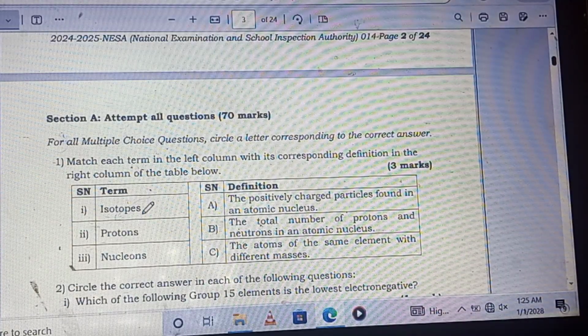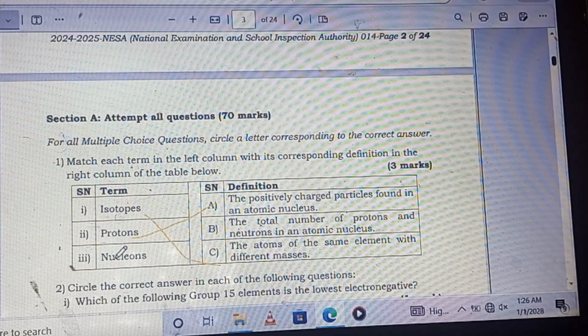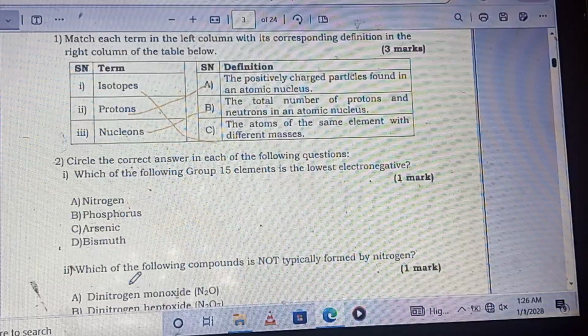Isotopes match to C, the atoms of the same element with different masses, because by definition, isotopes are the same element but have different masses. And also protons match to A, the positively charged particle found in the atomic nucleus. And also nucleons match to B, the total number of protons and neutrons in an atom's nucleus.